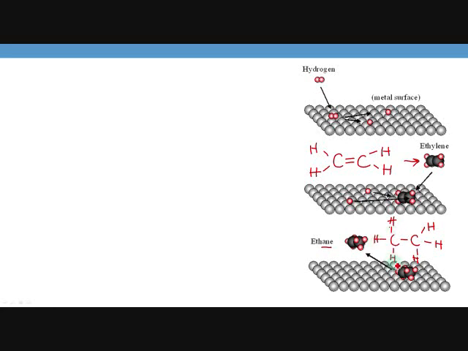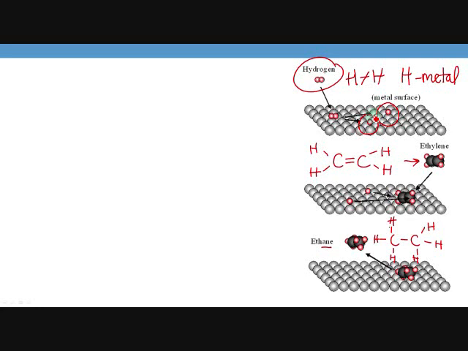So how does this work? Well, first of all, hydrogen gas is absorbed to the metal surface, and what happens is the H-H bond gets broken, and then a hydrogen-metal bond is formed. That's what you can see right here, where the H is now stuck to the surface. It's bonded to the surface.